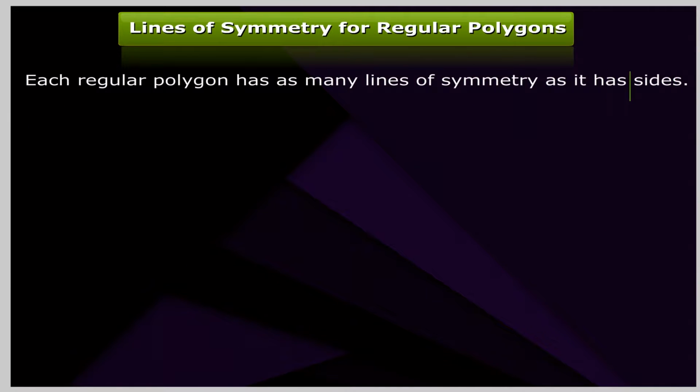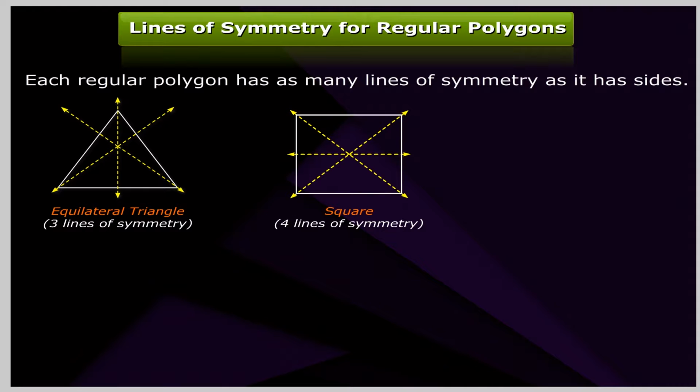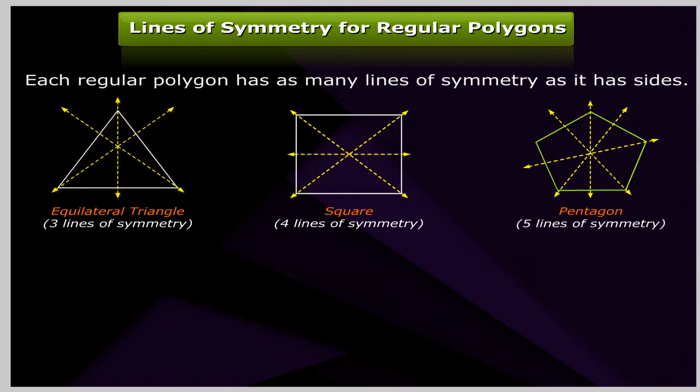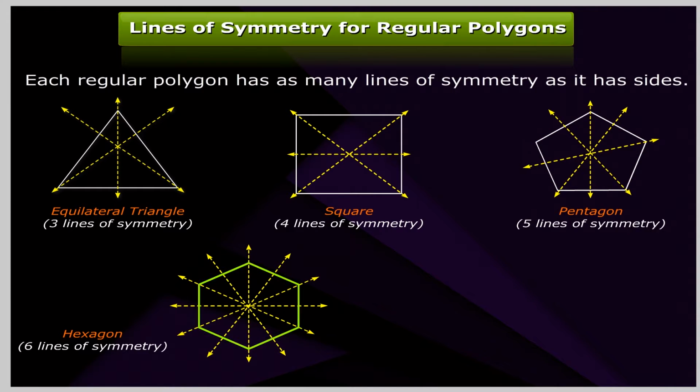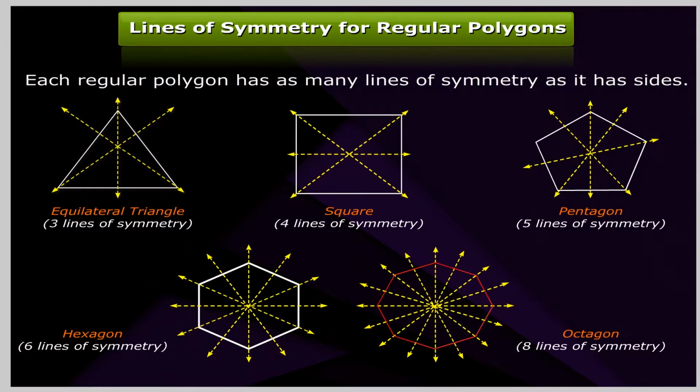Each regular polygon has as many lines of symmetry as it has sides. Equilateral triangle, 3 lines of symmetry. Square, 4 lines of symmetry. Pentagon, 5 lines of symmetry. Hexagon, 6 lines of symmetry. Octagon, 8 lines of symmetry.